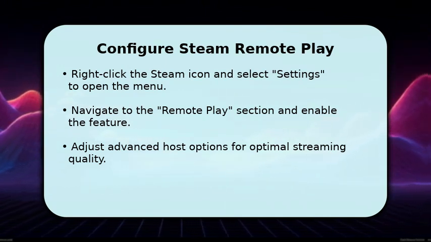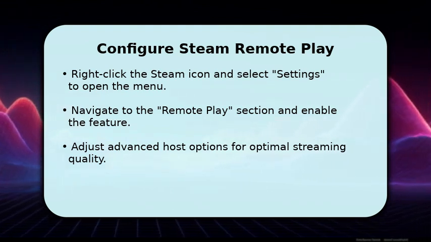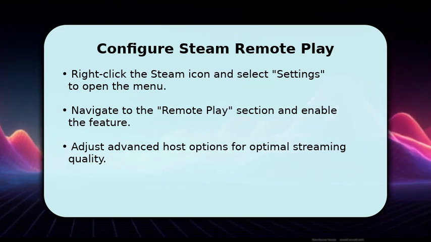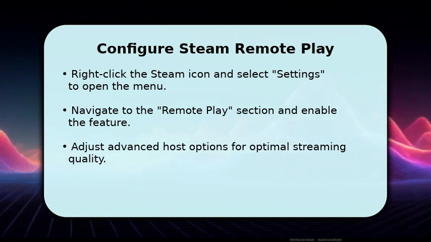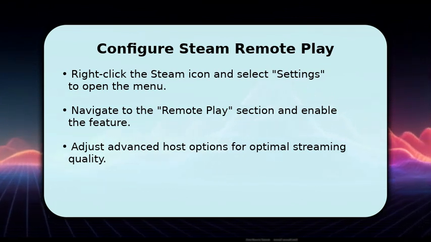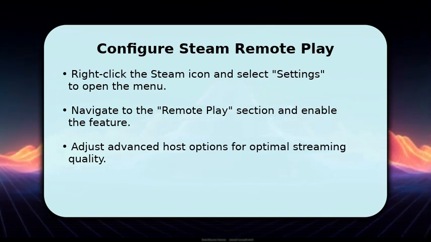First, right-click on the Steam icon in your taskbar and choose Settings. From there, click on Remote Play in the left-hand menu. Make sure the Enable Remote Play box is checked. For a smoother experience, you can also explore the advanced host options to fine-tune settings like bandwidth and resolution, ensuring the best possible stream for everyone.